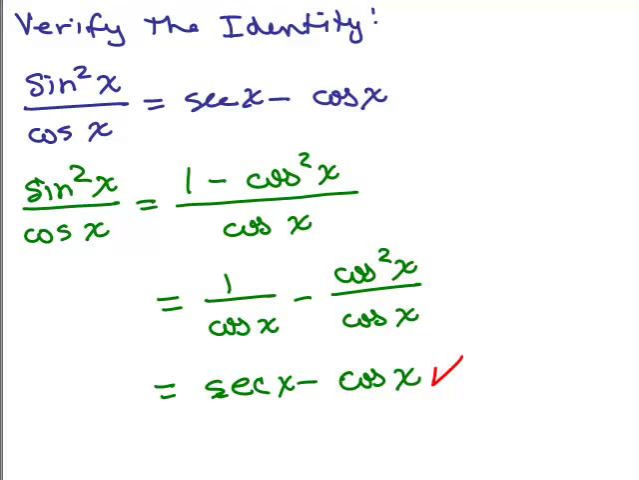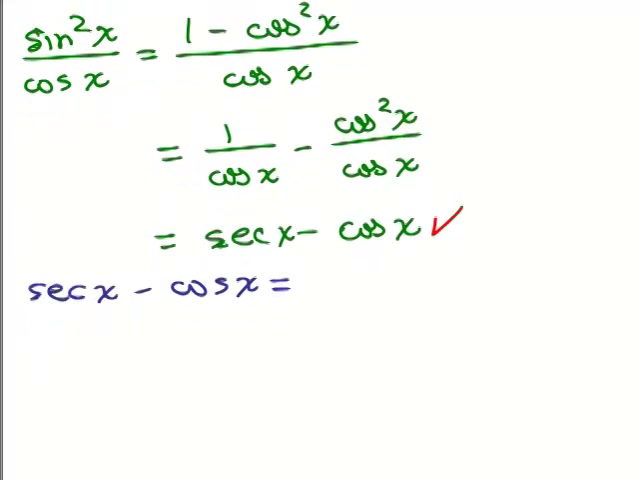Now you might wonder, well, what if you want to start with the other side? Well, let's go ahead and do that now. What if I wanted to start with secant x minus cosine x and end up with the other one? So in other words, let's say I start off with secant x minus cosine x, and I'm trying to make it look like sine squared x over cosine x. Okay?